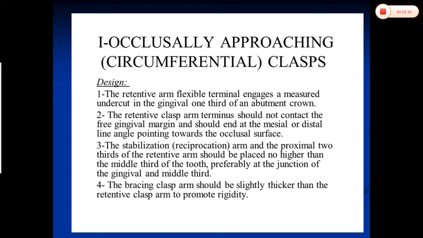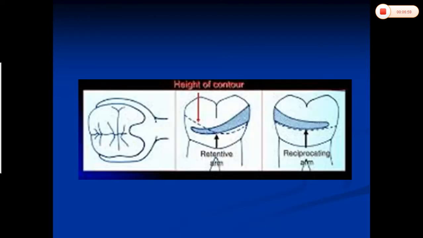Okay, so the reciprocal arm and proximal two-thirds of the return arm should be above the middle third of the tooth, preferably at the junction of the gingival and middle third. The bracing clasp form should be slightly thicker, meaning the reciprocal arm should be thicker, which provides stabilization. It should be thicker than the return clasp form to promote rigidity. Okay, this is very, very important in the designing. This is the basic design: rest, body, shoulder, return arm, reciprocal arm, and minor connector.